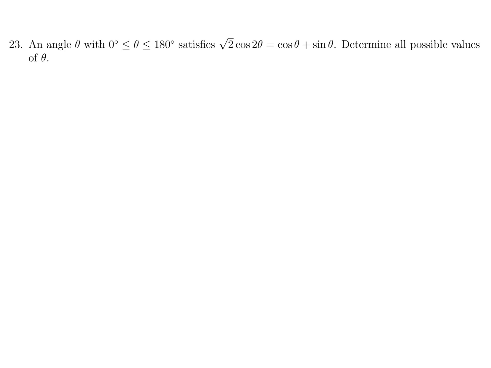An angle theta with theta between 0 and 180 satisfies root 2 cos 2 theta is cos theta plus sine theta. Determine all possible values of theta. All right.